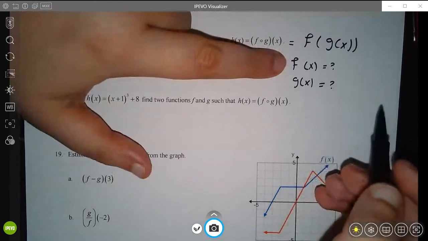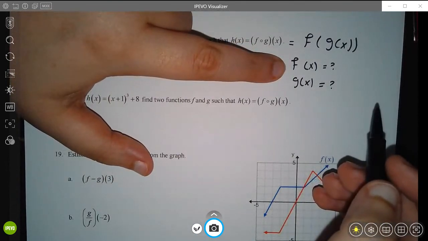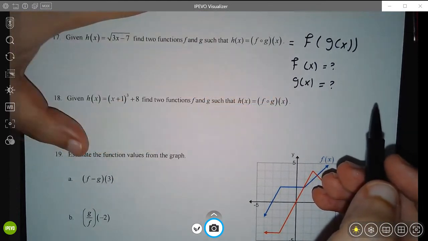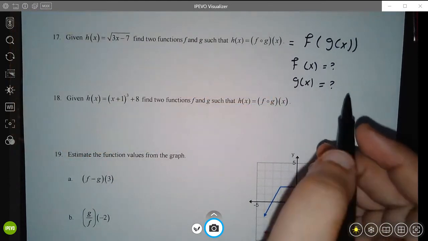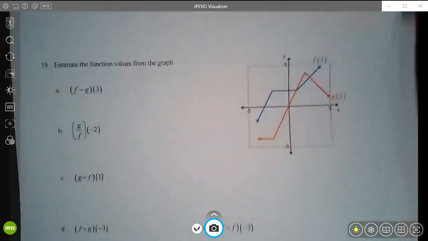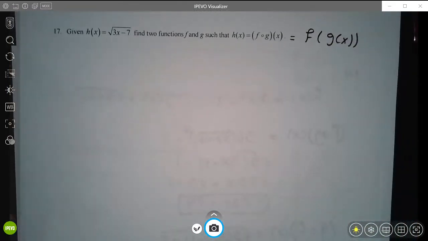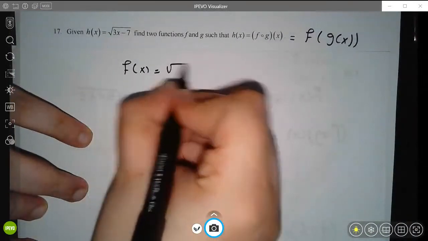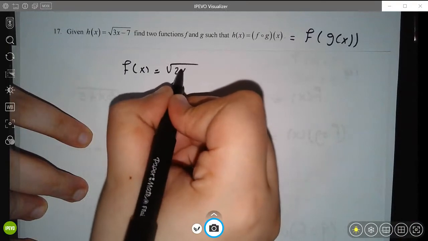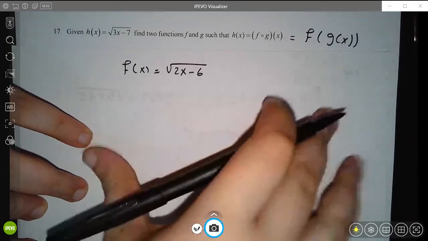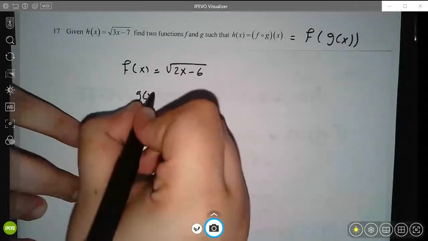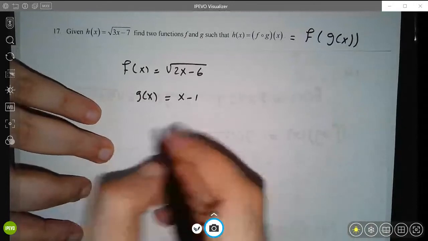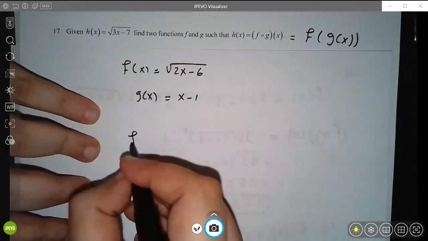Okay, so which one is which? Mark, you're saying f is square root of 2x minus 6, and this is x minus 1? Yeah? Okay. So if that was the case, let's work it out. I'm going to use a blank piece of paper. So we say that f of x is square root of 2x minus 6, and g of x is x minus 1, that's what you said? Okay, so the composition of these two is going to look like this.